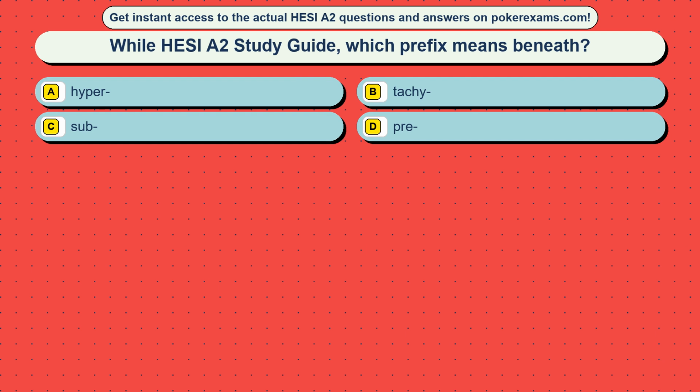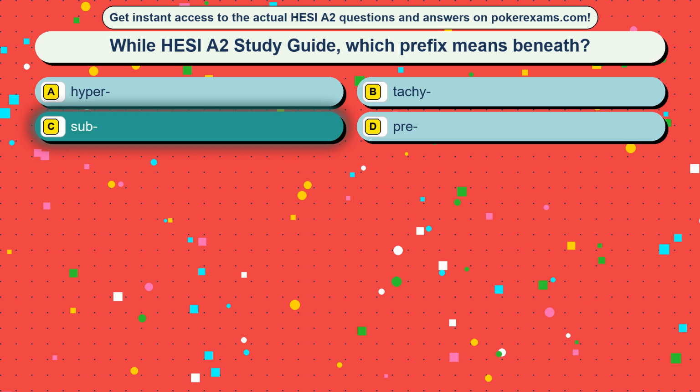Question 7. While HESI A2 Study Guide, which prefix means beneath? Option A, hyper. Option B, tachy. Option C, sub. Option D, pre. The correct answer is option C, sub.